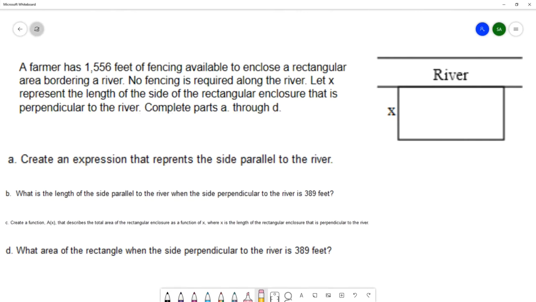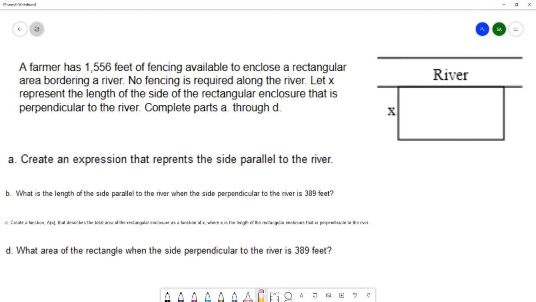So we have a picture here of our river. And we're going to build this rectangular enclosure alongside the river. We don't need any fencing along this side of the river. And we're labeling X as the side that is perpendicular to the river. So perpendicular is at a 90-degree angle. And this side will be parallel to the river.